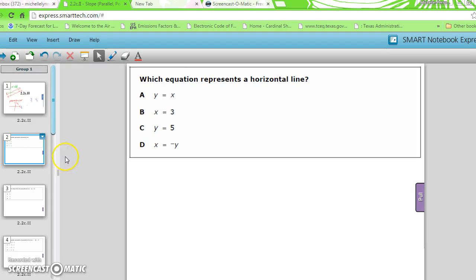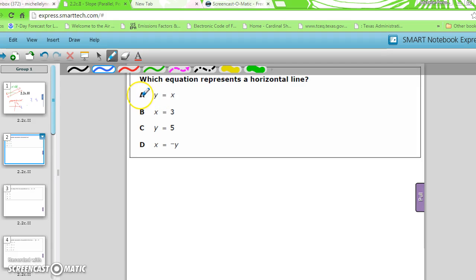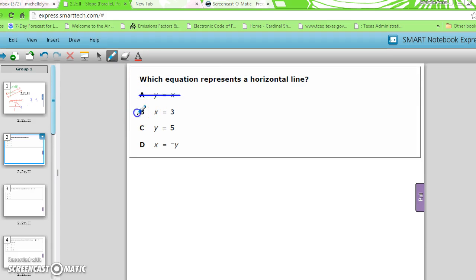Which equation represents a horizontal line? Remember, horizontal is OY, H-O-Y. So it has to be y equals a number as its equation. This is not a horizontal line. This is Vnox. Here is Oi. Oops, C.